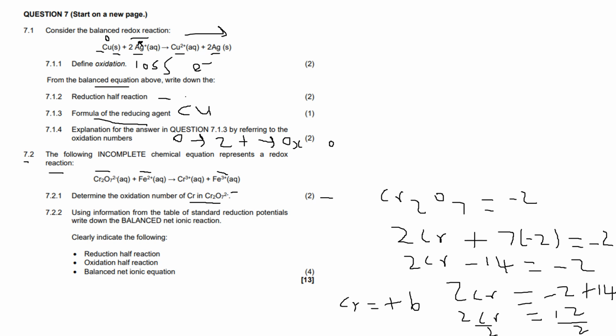They want us to use the table to find the balanced net ionic reaction. So let's use our table. Clearly indicate the reduction half reaction, the oxidation half reaction, and the balanced net equation. Let's start with the reduction reaction first.